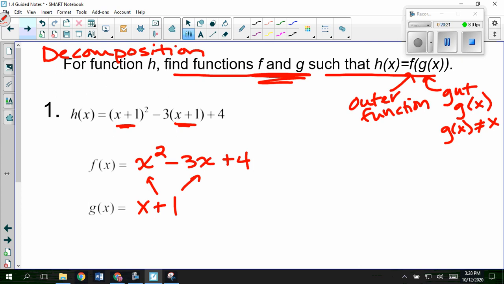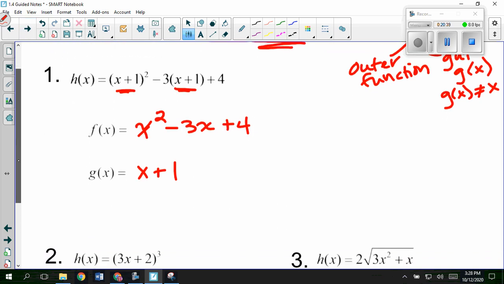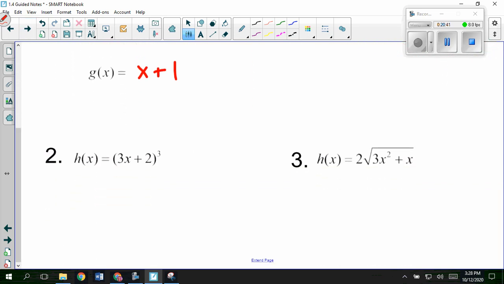And this idea of a breakdown or a decomposition, what I'm asking you to do is take apart my h function into its parts, but not separating term by term, separating guts and outer functions. Let's try just a couple others, and these other two that are right below here, I'm going to show you a potential couple of other options that you could do, especially for number 2.